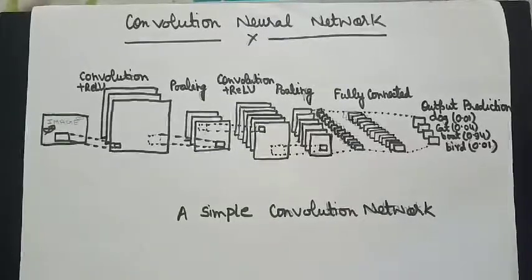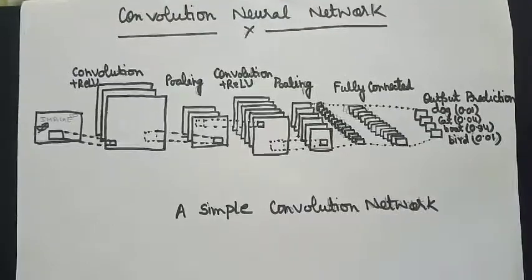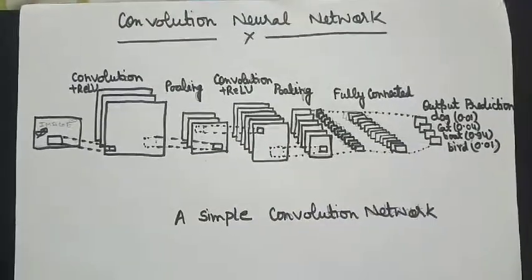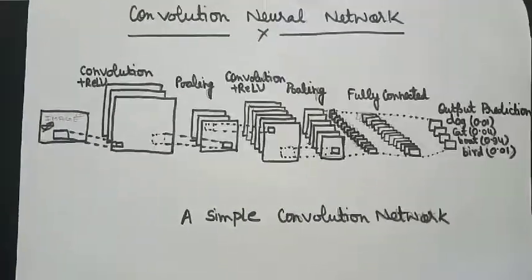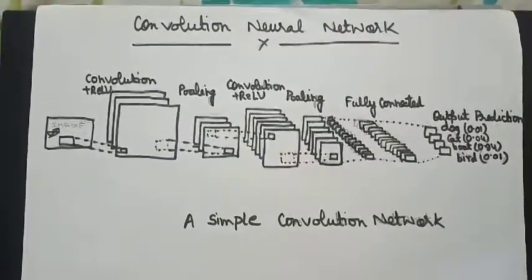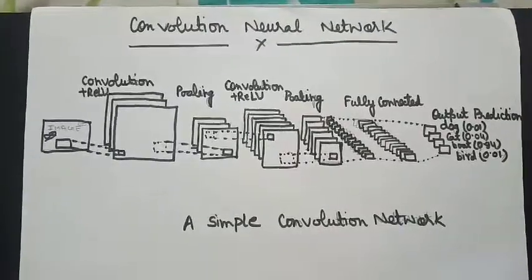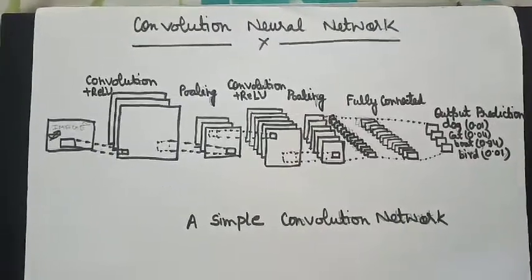Hello everyone. Today we are going to discuss convolutional neural network. It is one of the types of neural network. The three neural networks we have already discussed are the feed forward neural network, the feed backward neural network, and the multi-layer perceptron neural network, and now we are going to study convolutional neural network.